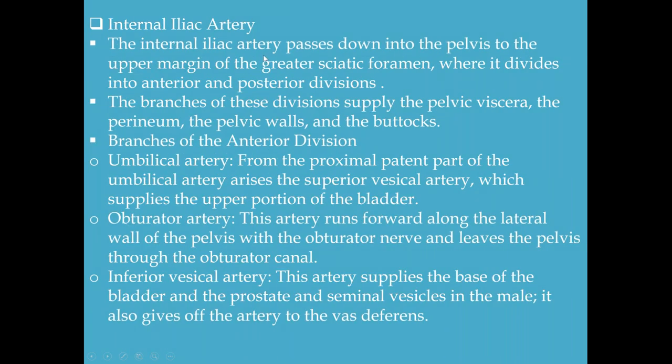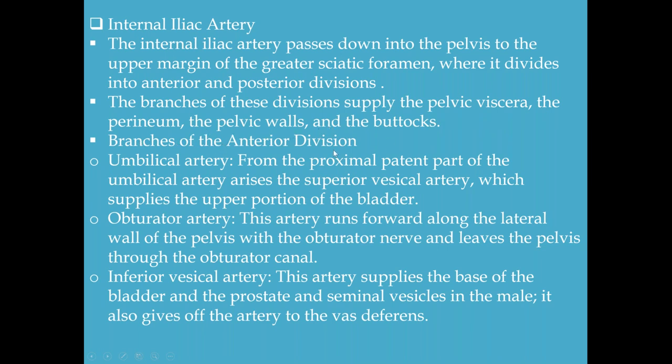The internal iliac artery passes down into the pelvis to the upper margin of the greater sciatic foramen, where it divides into anterior and posterior divisions. The branches of these divisions supply the pelvic viscera, the perineum, the pelvic wall and the buttocks.